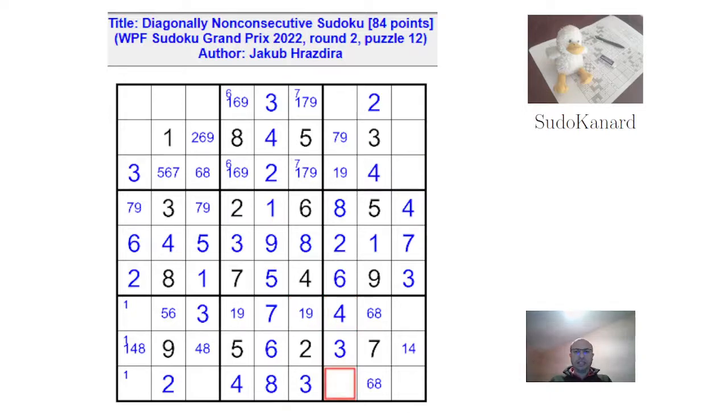This column still needs 1, 5, 7, 9. This can't be a 1 because of 2. So this is 5 or 9, I think. Double checking. 1, 5, 7, 9, that's it. All 4 digits are still plausible in this position.